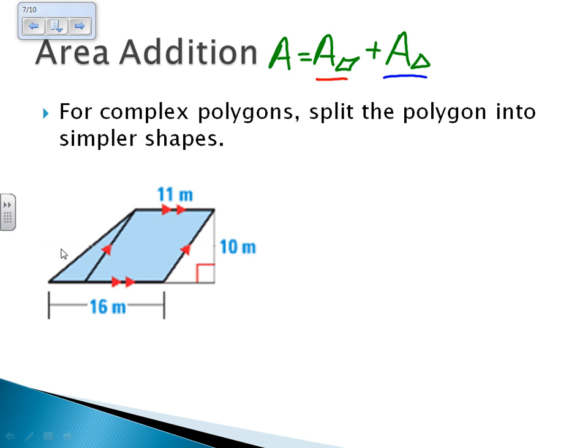Does that make sense? Because we don't have a formula for this weird looking thing, but we do have a formula for the pieces within it. Okay? So we need to chop it up into two pieces. The first piece is going to be my parallelogram. So what's the formula for a parallelogram? Base times height. If I look at my parallelogram, what would my base be for my parallelogram? 11.